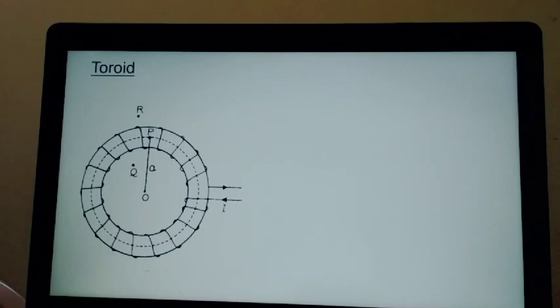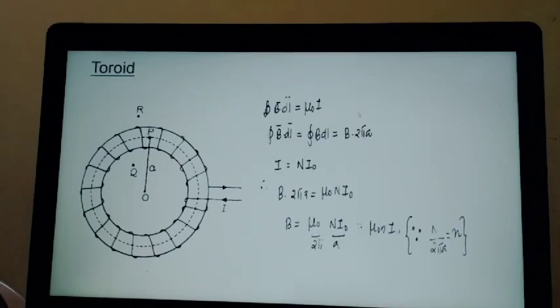See, the diagram shows a toroid. The toroid is a solenoid wound in the form of a cylinder, and the same solenoid we made in the form of a ring, that is a toroid, and the average area is A, and P, Q, R are three different points. One is outside, one is inside, and one is through the axis of the toroid. P and R are outside, Q is inside, and P is the axial point. And I is the current flowing through. Each turn carries the current I.